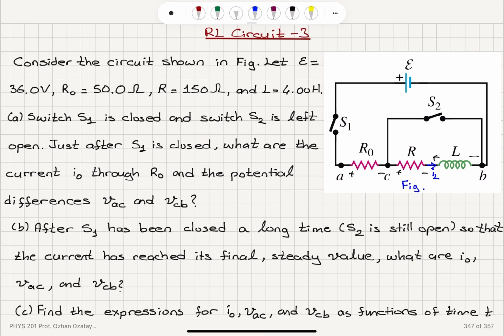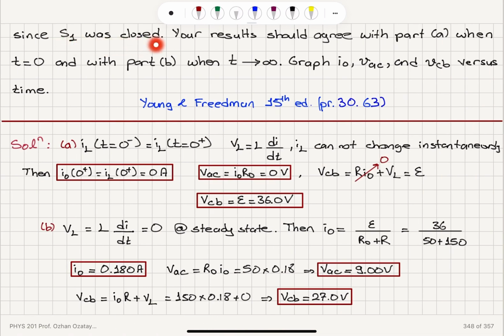Part C, find the expressions for I0, VAC and VCB as functions of time t since S1 was closed. Your results should agree with part A when t is equal to 0 and with part B when t goes to infinity. Graph I0, VAC and VCB versus time.